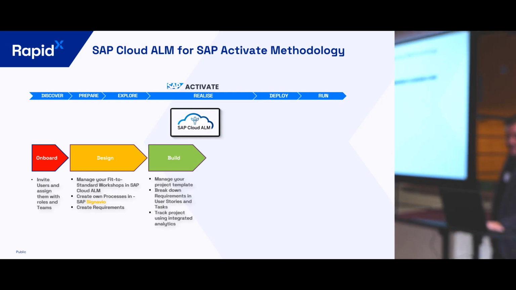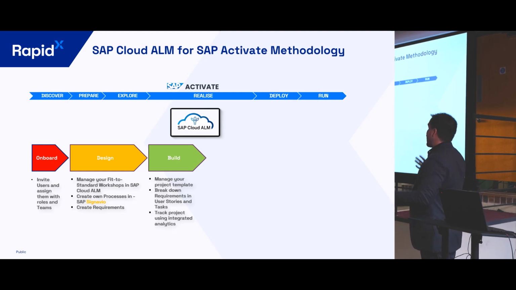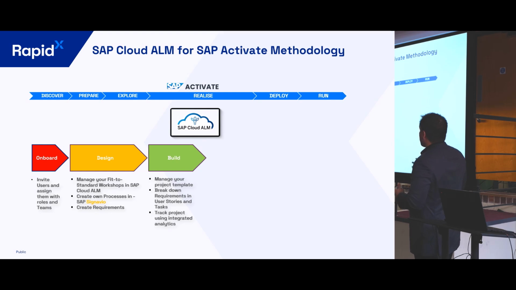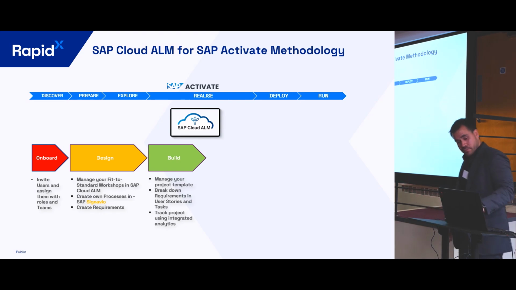We move to the build phase, and here, depending on the nature of the implementation that you're working on, you're going to have access to a project template. We're talking about an S4 implementation, SuccessFactors, Ariba, Concur, or you can have a cross-project implementation as well. Then the requirements are going to be broken down into user stories or tasks, just to ensure that every single requirement is going to be delivered during the whole implementation. And then we use the reporting capabilities and the analytics to keep track of the whole project.